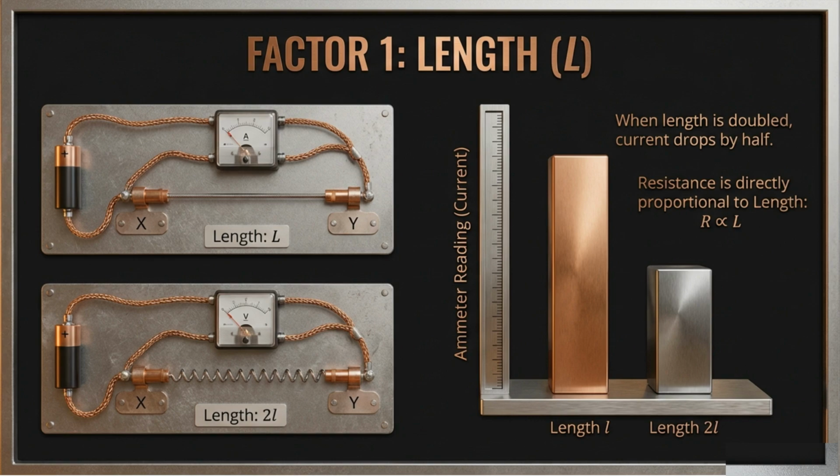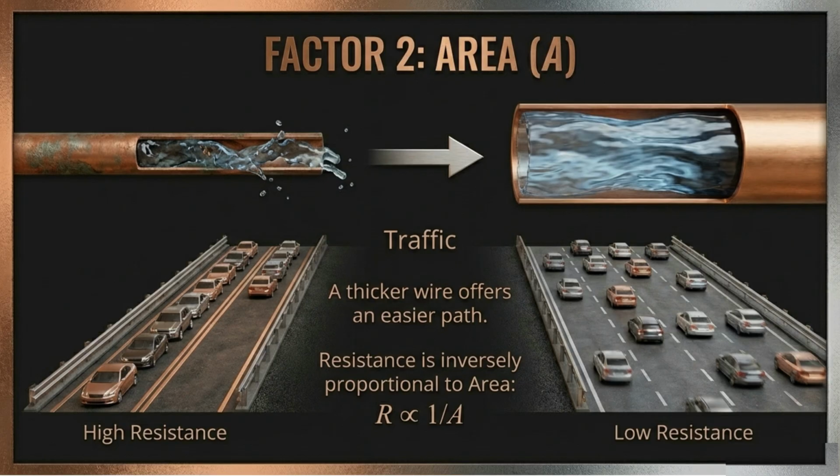R is proportional to L. Factor 2. Area A. A thicker wire, like a wider road, offers an easier path. Resistance is inversely proportional to the cross-sectional area. R is proportional to 1/A.